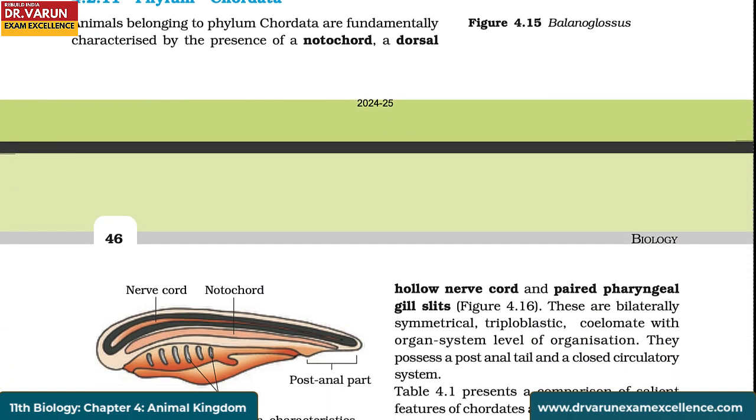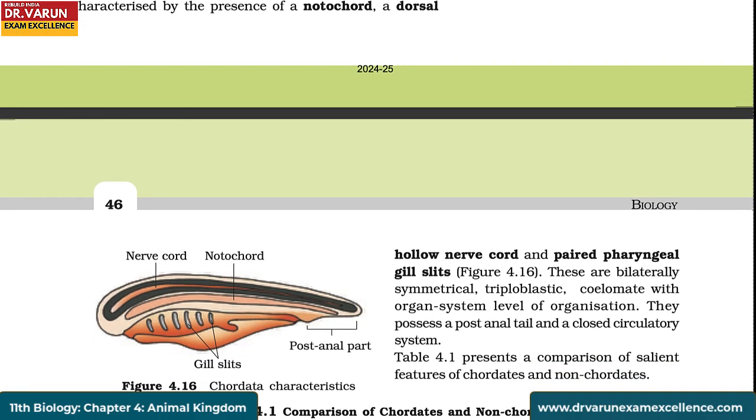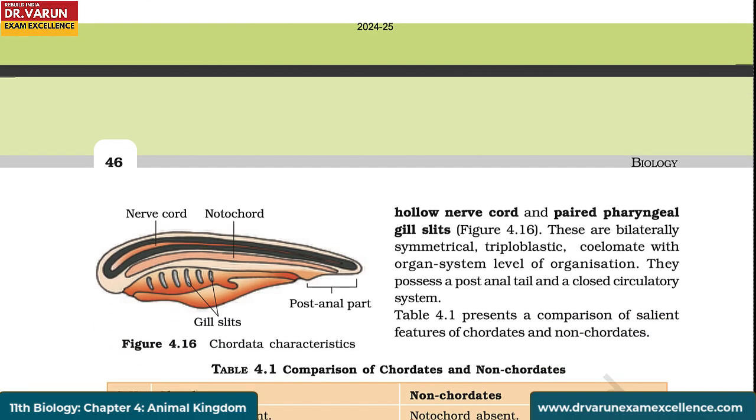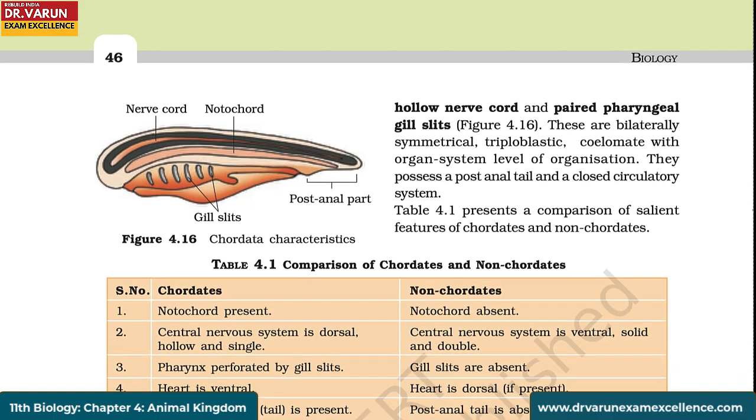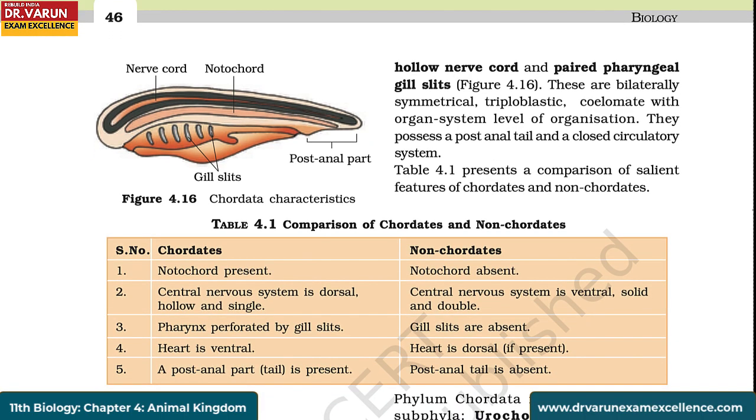Phylum Chordata. Animals belonging to phylum Chordata are fundamentally characterized by the presence of a notochord, a dorsal hollow nerve cord, and paired pharyngeal gill slits. These are bilaterally symmetrical, triploblastic, coelomate with organ system level of organization. They possess a post-anal tail and a closed circulatory system. Table 4.1 presents a comparison of salient features of chordates and non-chordates.